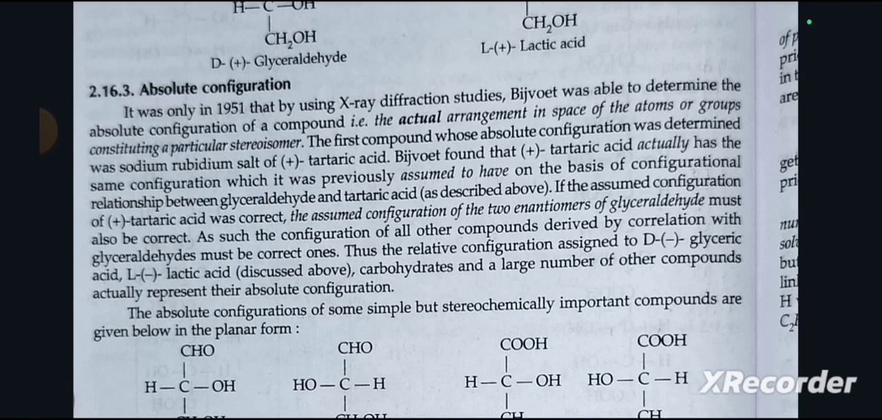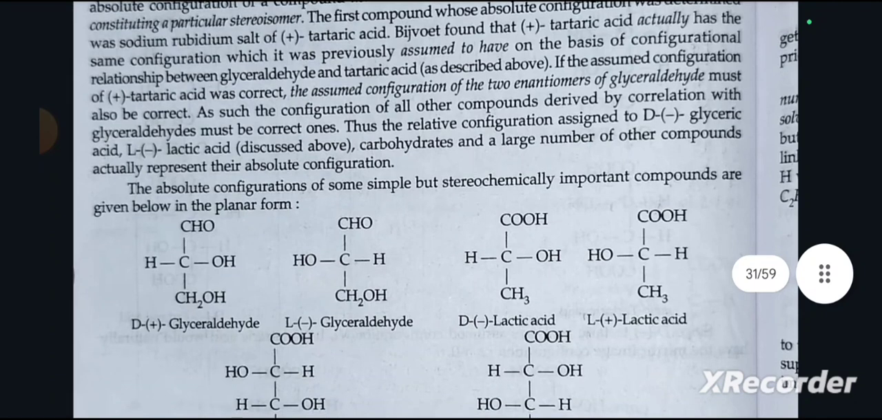Bijvoet found that (+)-tartaric acid actually has the same configuration which it was previously assumed to have, on the basis of the configurational relationship between glyceraldehyde and tartaric acid as described above. If the assumed configuration of (+)-tartaric acid was correct, the assumed configuration of the two enantiomers of glyceraldehyde must also be correct. As such, the configuration of all other compounds derived by correlation with glyceraldehyde must be correct ones. Thus, the relative configurations assigned to D(-)-glyceric acid, L(+)-lactic acid discussed above, carbohydrates, and a large number of other compounds actually represent their absolute configurations.